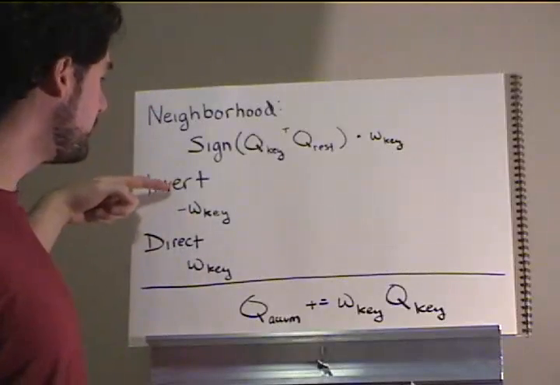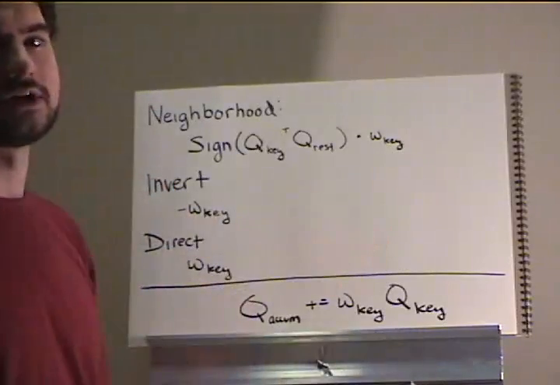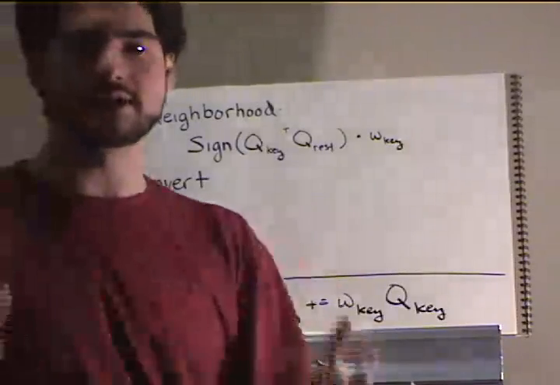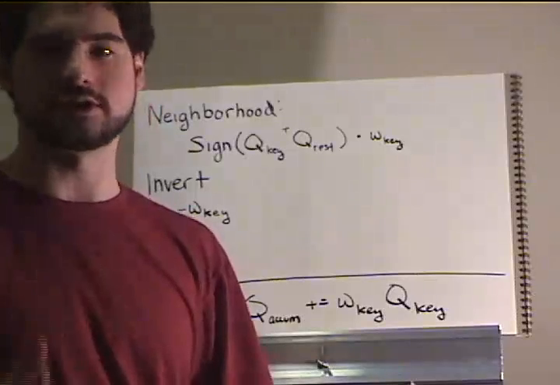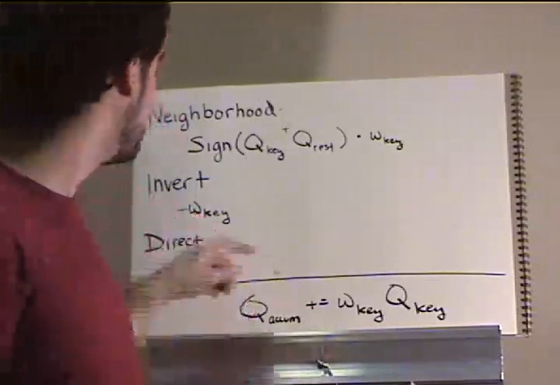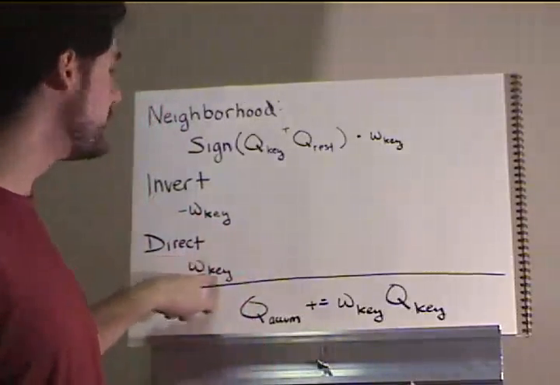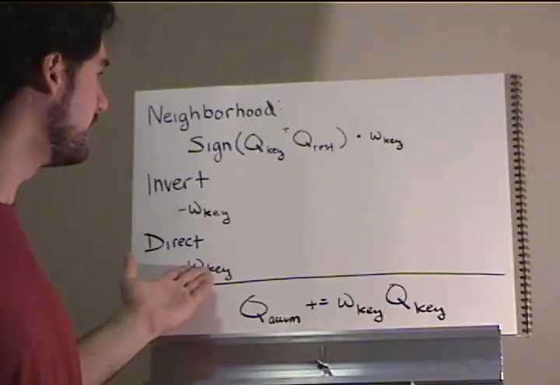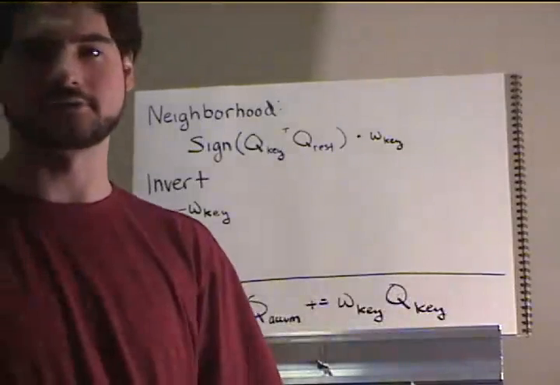If we're an inversion blender, we just always negate it. We just negate W key. We just always negate the weight we're going to use, because we know that if we negate this quaternion, we're going to be in the rest pose's neighborhood, and that's what we want. And then finally, if we're a direct blender, we just leave W key alone. We don't have to do anything to it. We just use what it actually is. And then we perform the summation as normal.